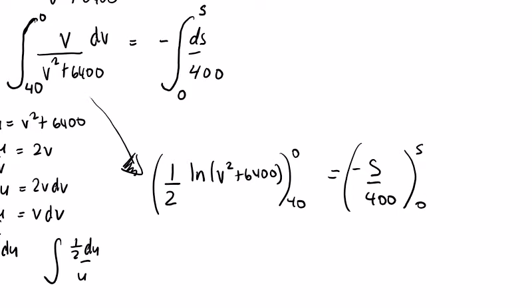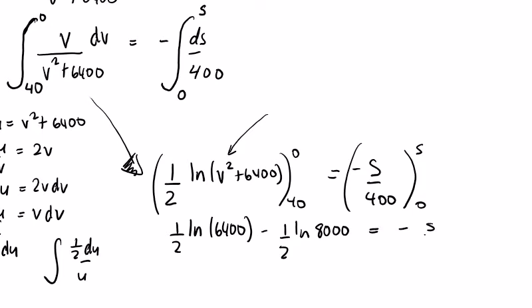So if we sub 0 in, we're going to get a half by the natural log of 6400. So that's 0 going in here. And then minus a half by the natural log of 1600 plus 6400. That's going to be 8000. And that's going to be equal to minus s over 400.